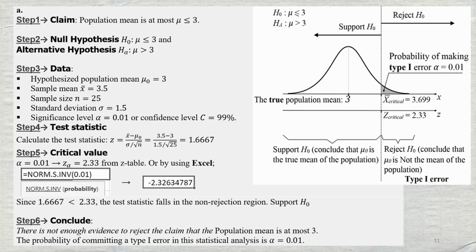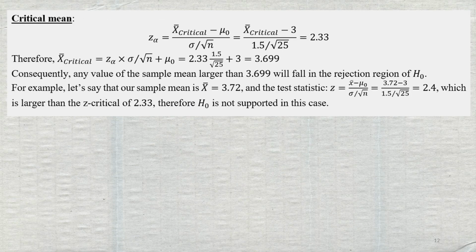Finally, Step 6. Conclude. There is not enough evidence to reject the claim that the population mean is at most 3. The probability of committing a type 1 error in this statistical analysis is alpha equals 0.01. Calculate the critical mean with the shown formula to find x bar equals 3.699. Consequently, any value of the sample mean larger than 3.699 will fall in the rejection region of H0.